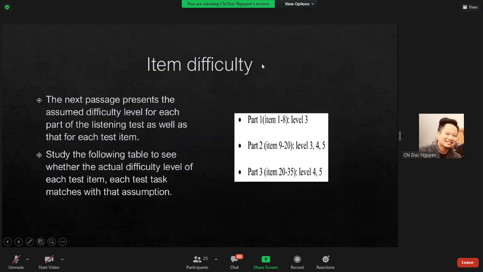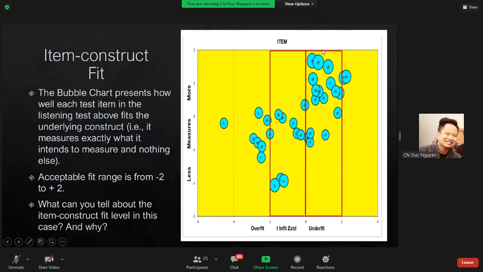Yeah, so the bubble chart over here from the Rasch model analysis shows how an item fits the underlying construct. If the item logits go from -2 to +2, it fits the underlying construct. And this one is going to be overfit. It still fits the construct, but is not very useful because it overfits. It means that it can be similar to some items here. And here it's going to be something that cannot fit the construct.